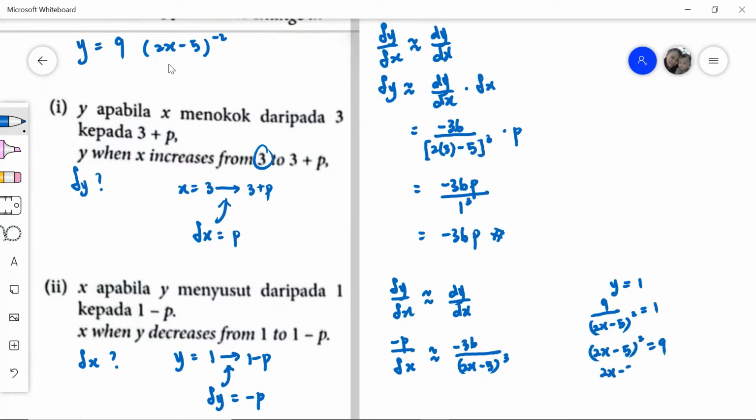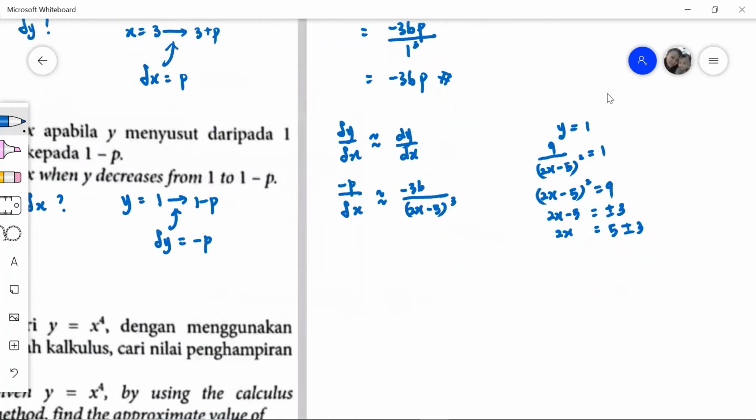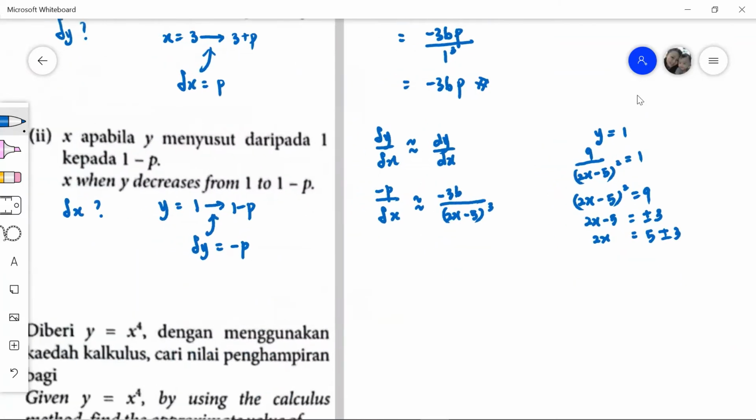So 2x minus 5 will equal plus or minus 3. So 2x will equal 5 plus or minus 3. So we have two values of x here. Okay, so x equals 8 over 2 or 2 over 2, which is 4 or 1. So we shall substitute this 4 or 1 into our equation here.